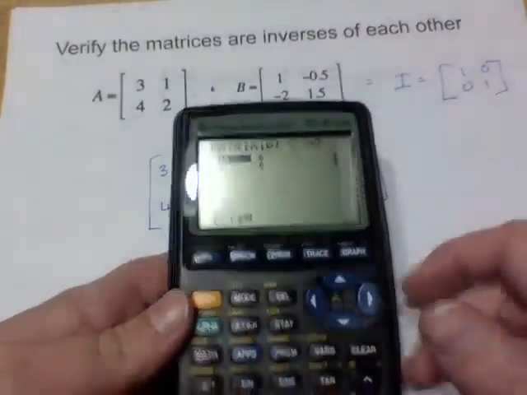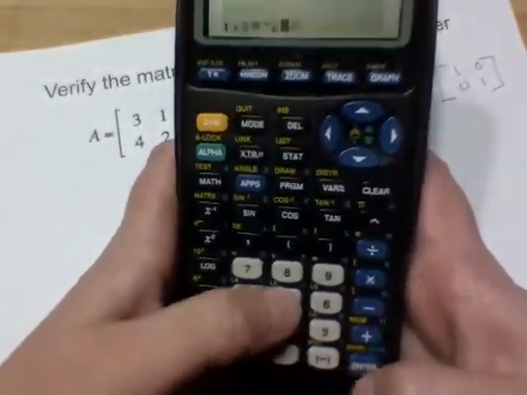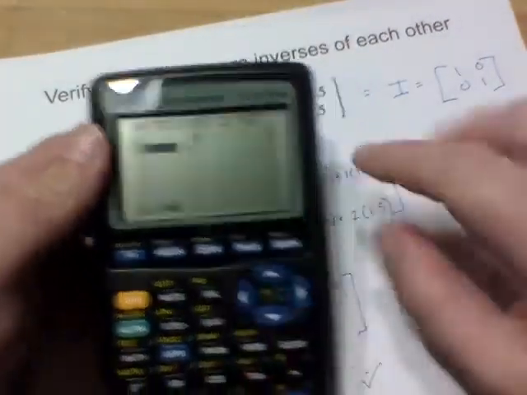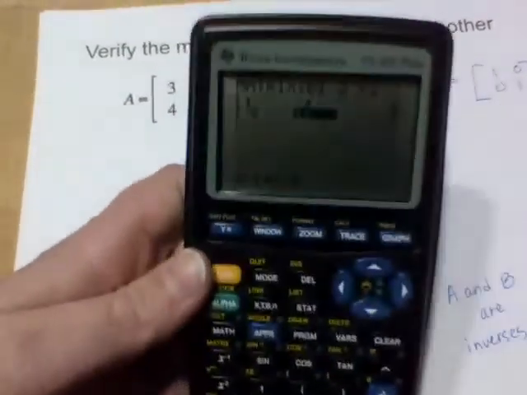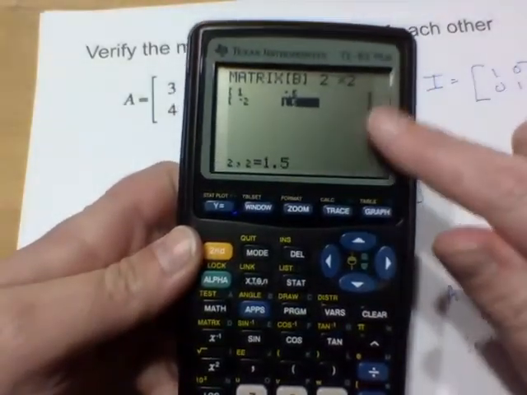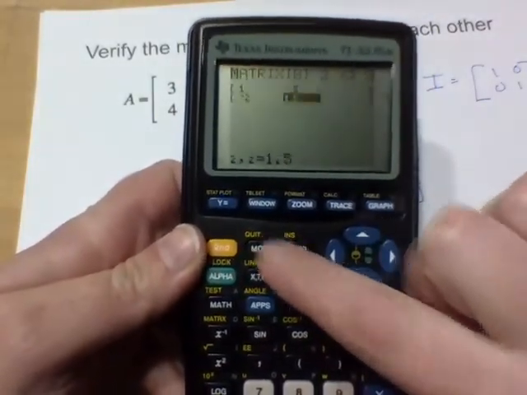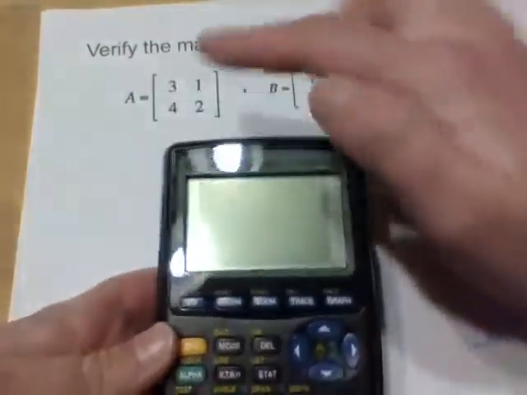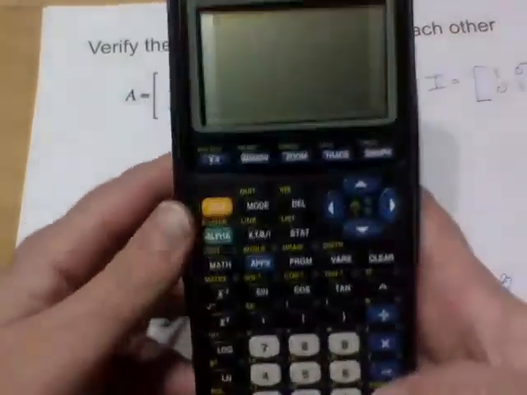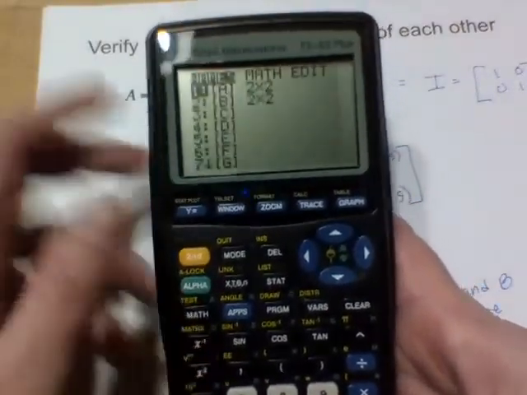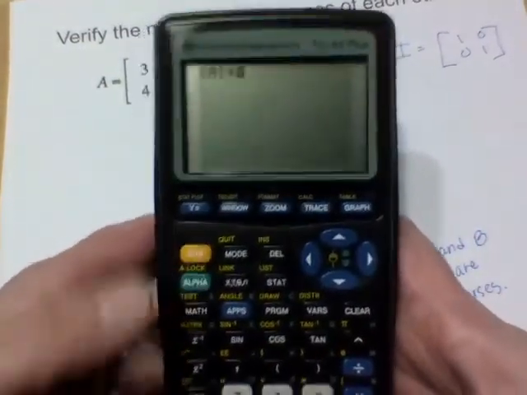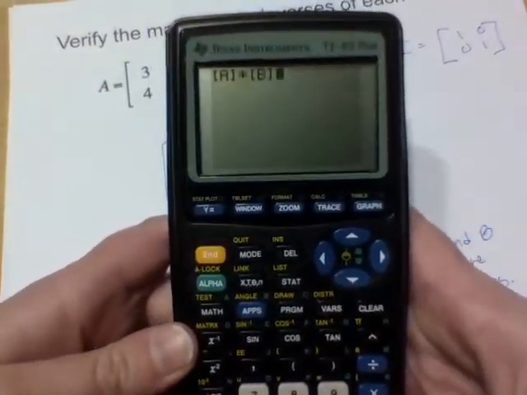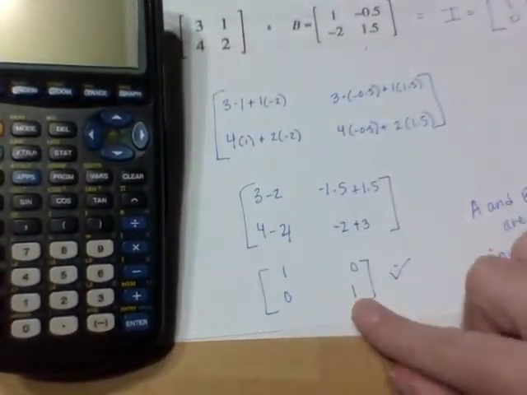And so I'm going to put in 1 and negative 0.5, 1 and negative 0.5, and then negative 2 and 1.5. So those are the other two pieces. So now I have both of them in there. And so we will go back to the home screen, second quit. And now I can do the operation of A times B, which means that I go to matrix and get my name of A, and then the multiplication sign, and then the name of down to B. And so A times B, as we did here, should end up with a 1, 1, and a 0, 0.